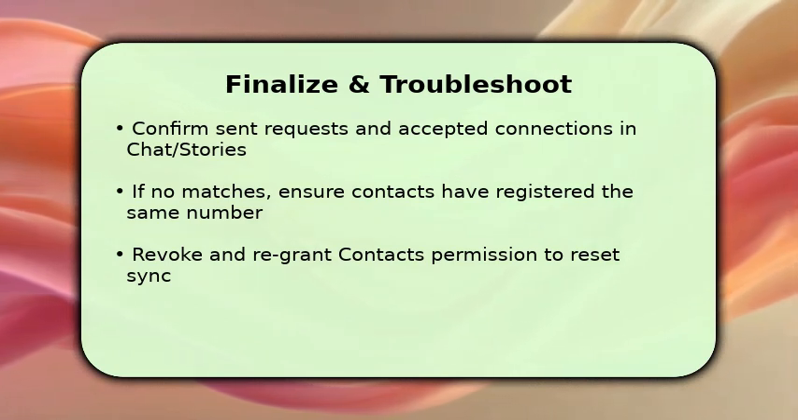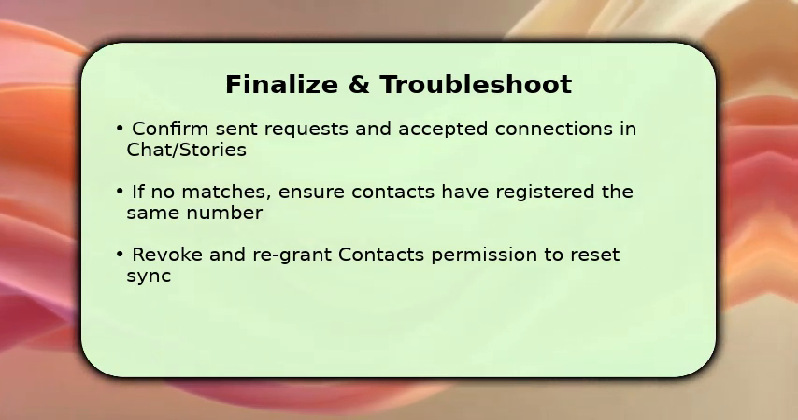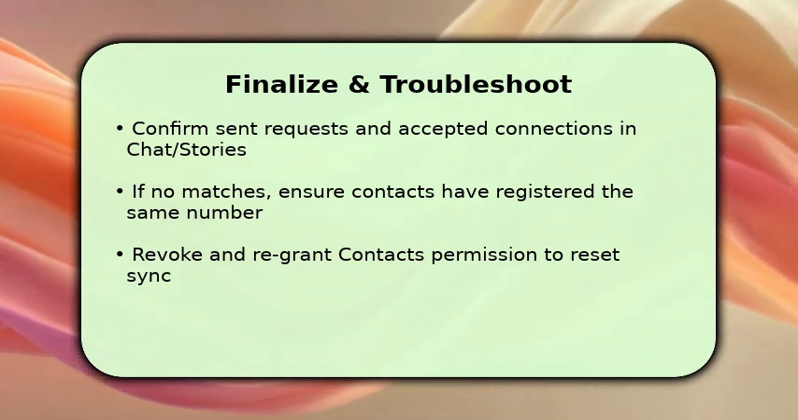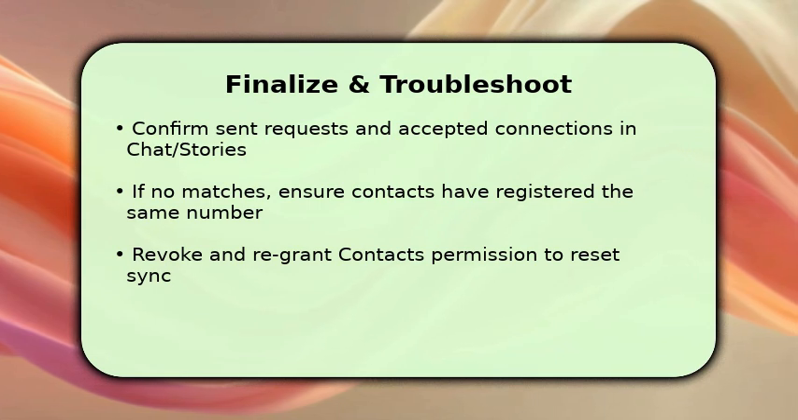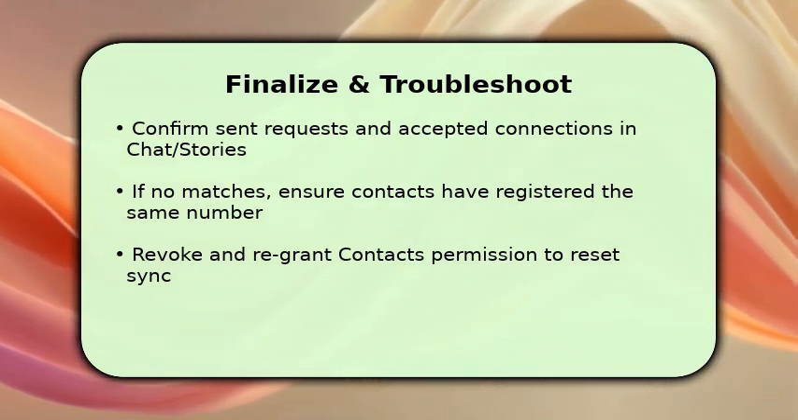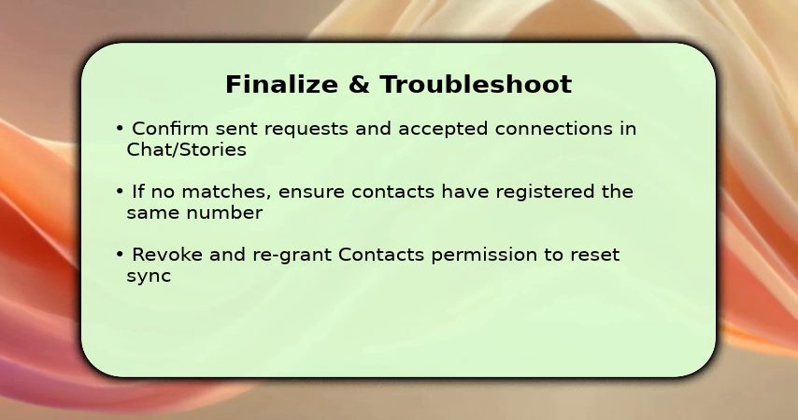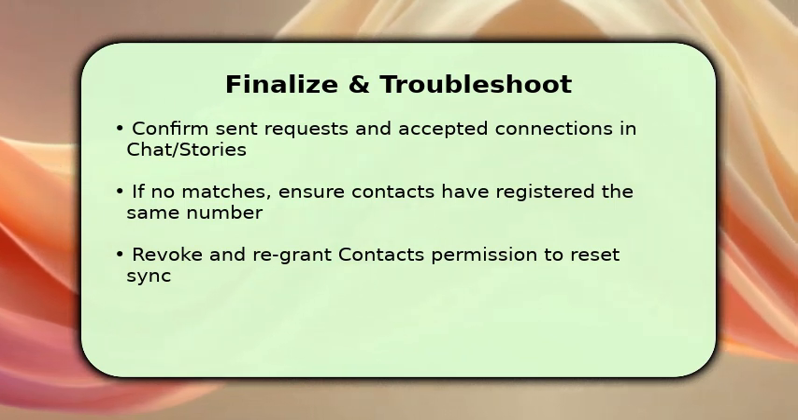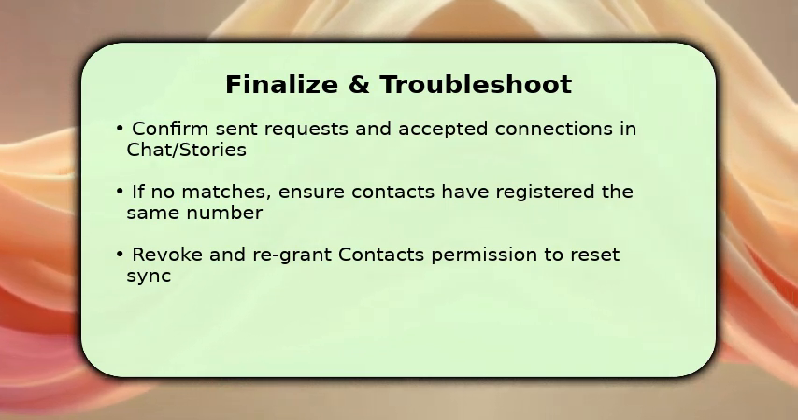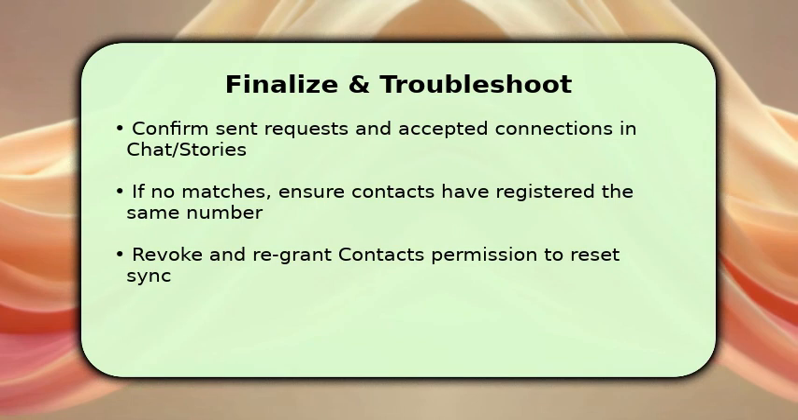If someone still doesn't appear, remember the why. Snapchat only matches exact phone numbers, so they must have registered the same number with their account. If results are incorrect, revoke and regrant contacts permission in your phone settings, then resync. This clears stale data. Finally, consider asking friends for their exact Snapchat username if phone matching fails. Then add by username as a backup.